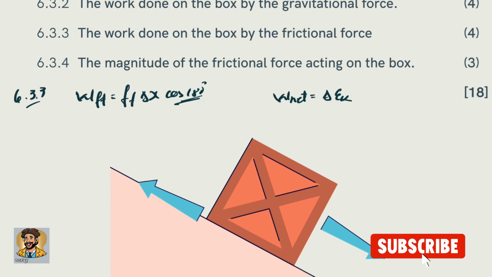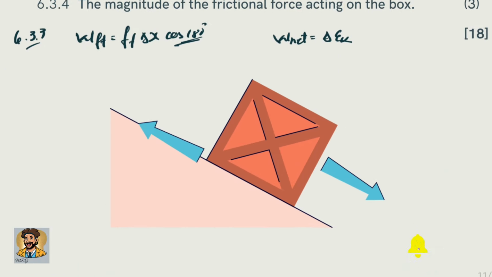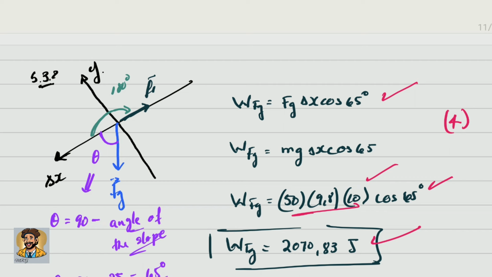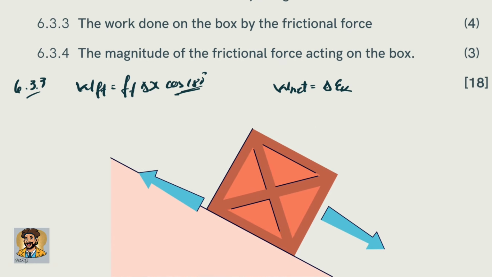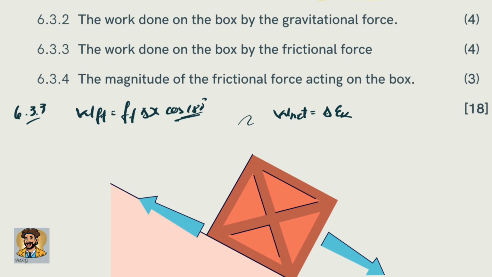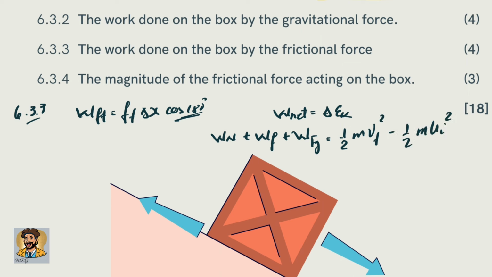If we go now here, what are the forces acting? The object is sliding down. So there is the gravitational force, which we already calculated, there is the friction, and there is also the normal force acting on the crate. So those are the forces acting. If we want, we can substitute all those. So this is going to be equal to the work done by, for instance, the normal force plus the work done by the frictional force plus the work done by the gravitational force. This is equal to half mass final speed squared minus half mass initial speed squared.